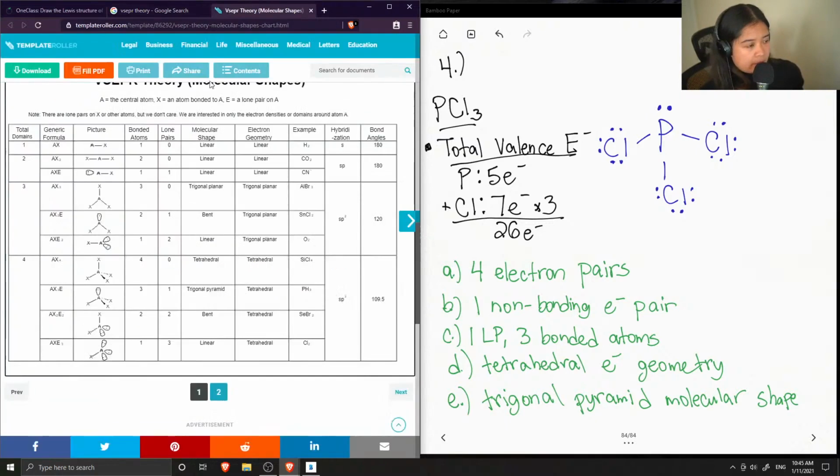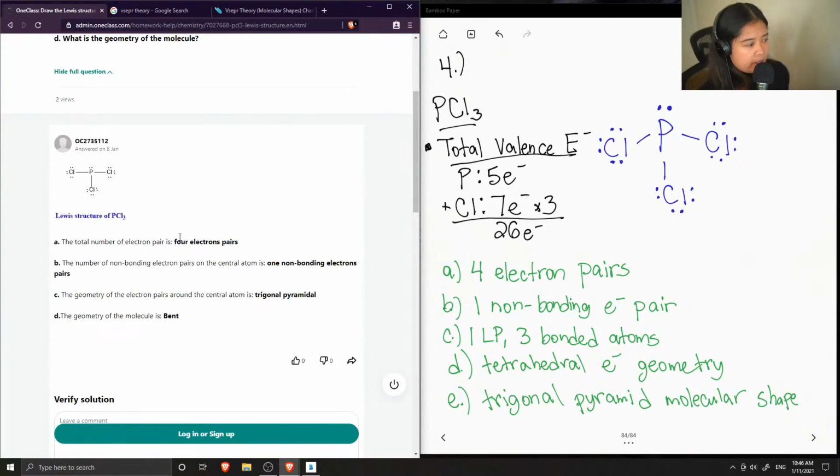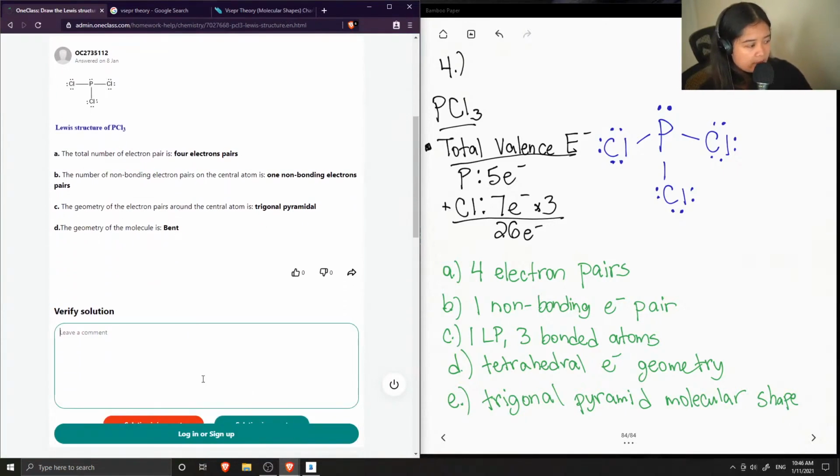We know that it's not bent, because bent is for when we have 2 atoms and 1 lone pair, or if we have 2 atoms and 2 lone pairs. But since we have 1 lone pair and 3 atoms, then we know that we have a trigonal pyramid molecular shape. So I'm just going to fix this.